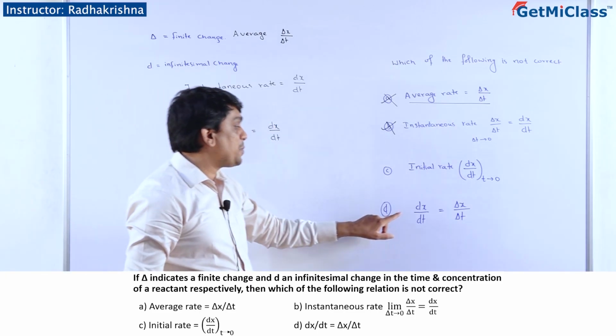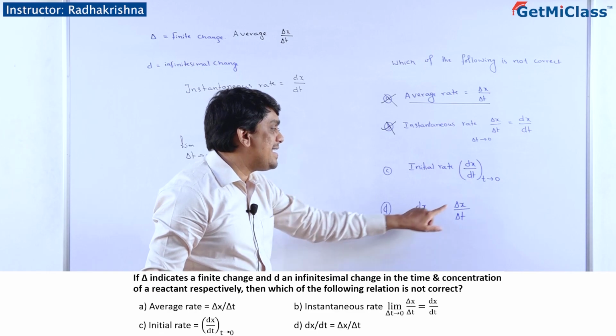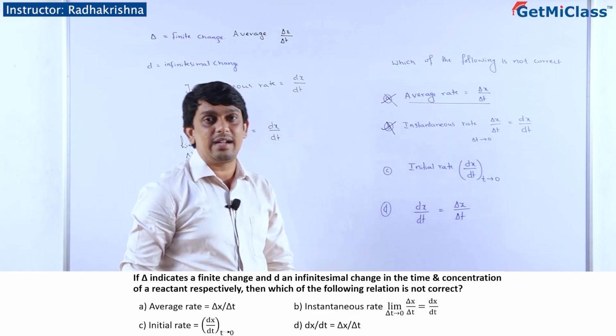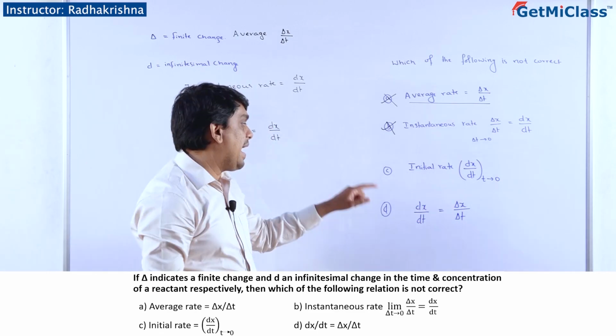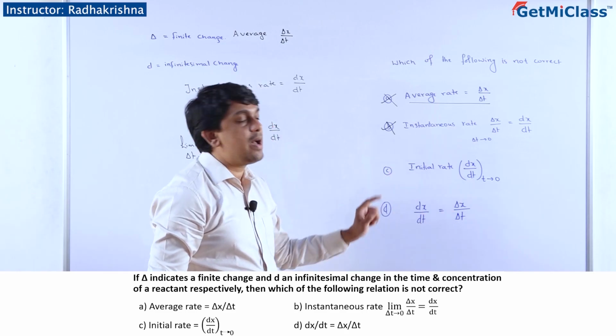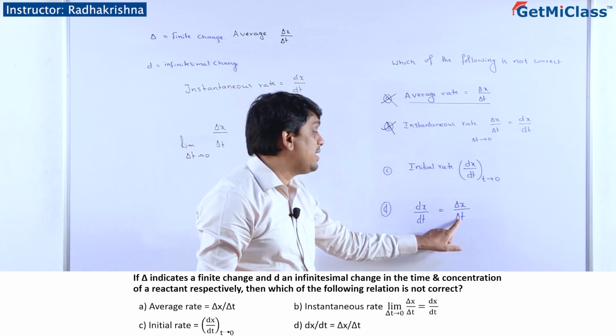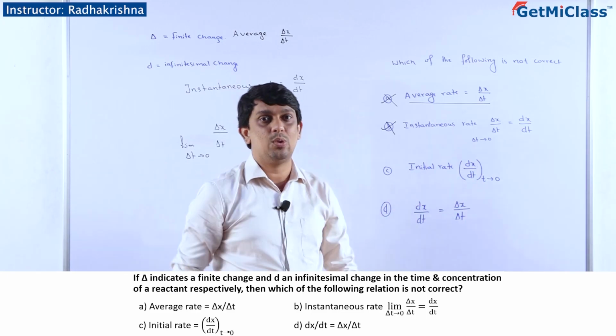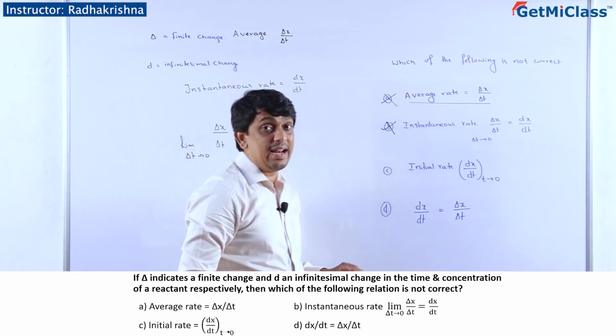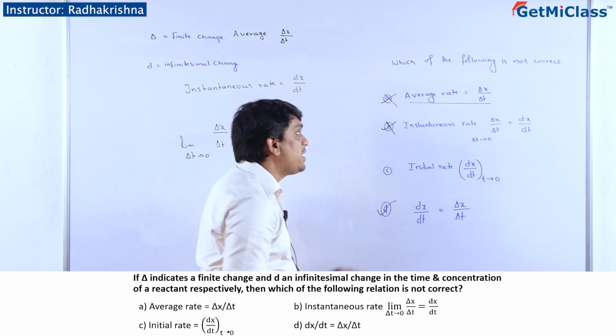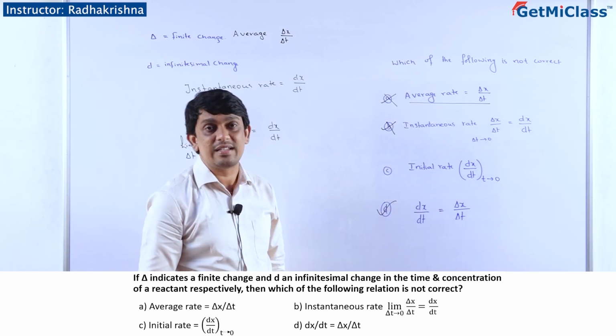It is given at option D, dx by dt equal to delta x by delta t. It's not possible. Average rate cannot become equal to instantaneous rate. It will become equal only when this delta t approaches 0. So this is incorrect. So I have to put it right because I want something which is not correct.